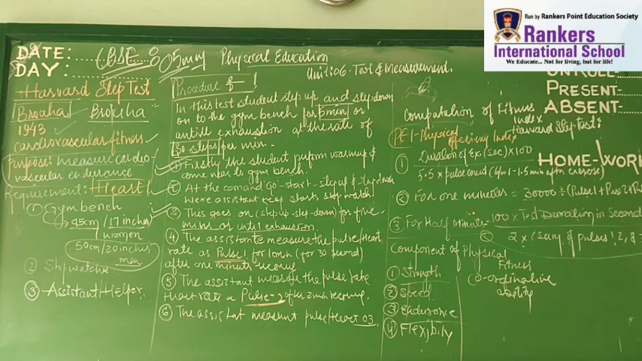Whenever this calculation is done, there are 5 ratings to see. The excellent rating is up to 96, good is 83 to 96, average is 68 to 82, below average is 54 to 67, and poor is less than 54, right?